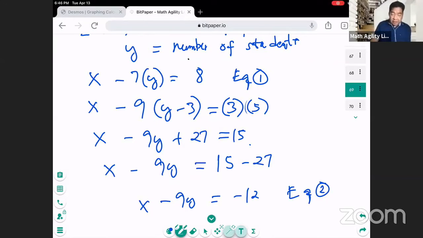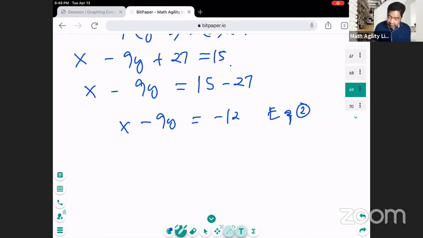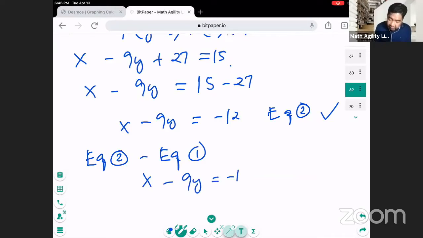The first equation is x minus 7y equals 8. And then the second equation is x minus 9y equals negative 12. Okay. And then what's the next step? Of course, we need to eliminate some variables. So if we subtract equation 1 from equation 2, so equation 2 minus equation 1. So our equation 2 is x minus 9y equals negative 12, right?